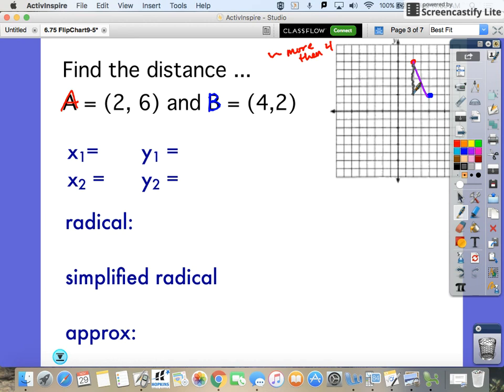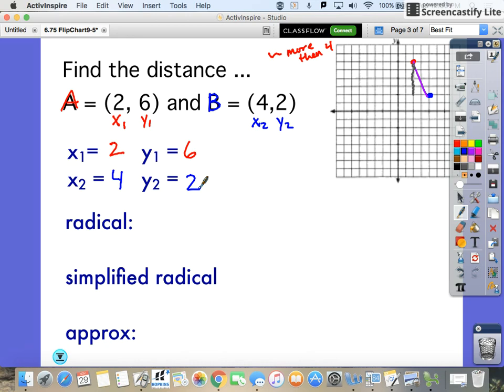So if we use our formula, first thing I typically do is I will call this x1, y1, first x, first y. And I call this x2, y2. Now they have it written out here, but on some of the assignments, the x1, y1, x2, y2 is not written out. So I usually just label the coordinate like I have. x1 is 2, y1 is 6, x2 is 4, y2 is 2.